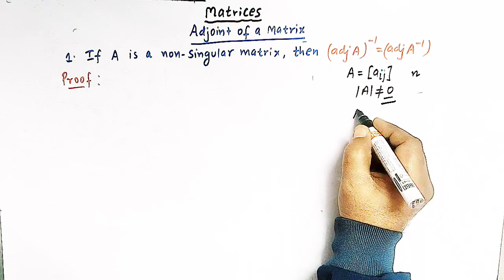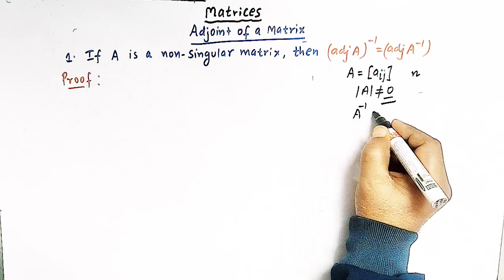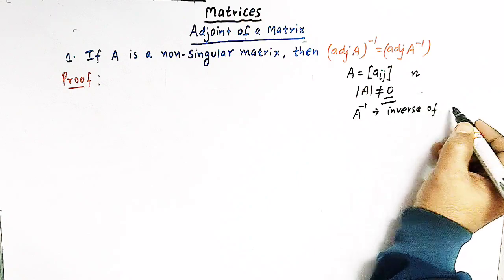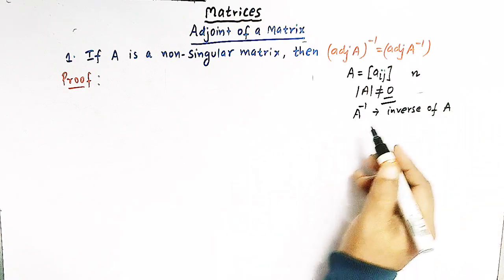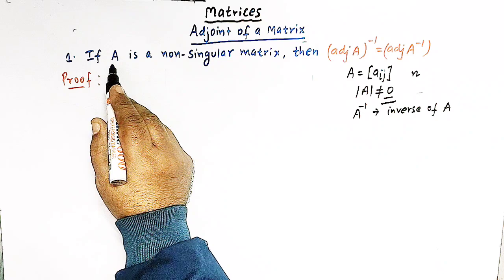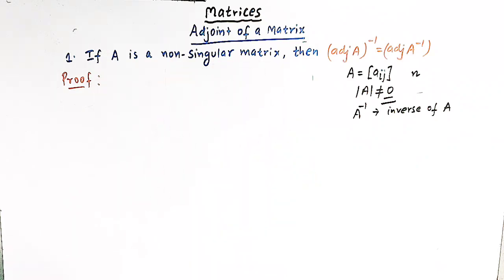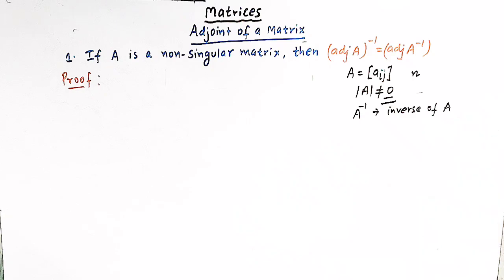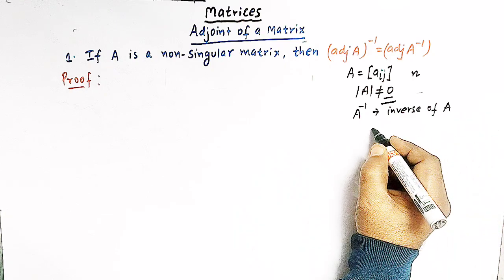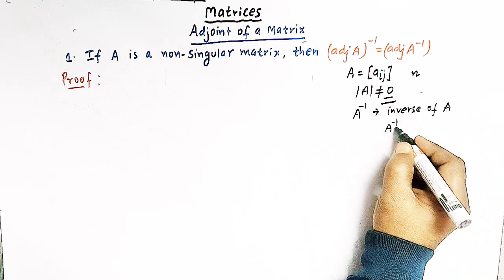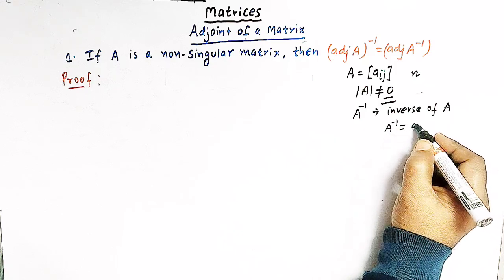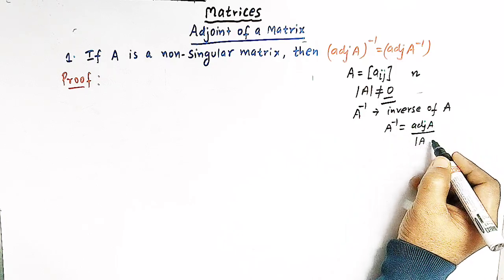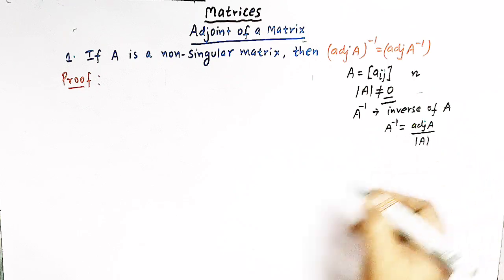Let us denote A inverse as the inverse of the matrix A. If the matrix A is a non-singular matrix, then the inverse of the matrix A exists, and we know that the inverse of a matrix A is given by the adjoint of A divided by the determinant of matrix A.